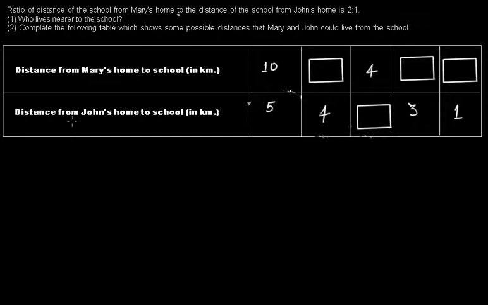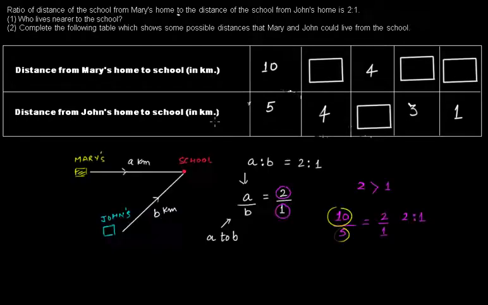The second part of the question is to complete the following table which shows some possible distances that Mary and John could live from the school. Now, this is the distance from Mary's home to the school, and this is the distance from John's home to the school in kilometers. What we discussed just now here, we said that we don't know the exact kilometers, right?